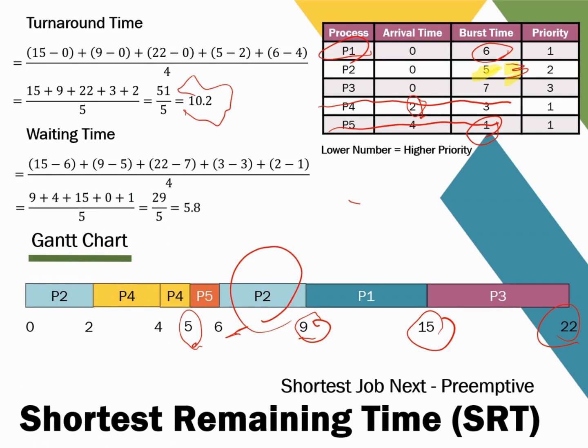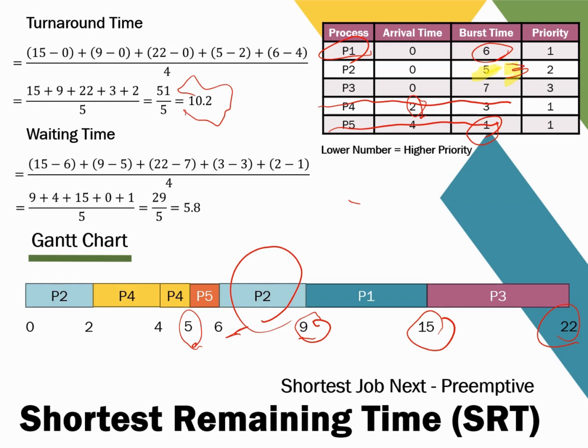So as you can see here, this one is equal to 9, this one 4, this one 15, this one 0, and this one 2 minus 1, 1. So we calculate this: 9 plus 4, 13, plus 15, 28, and plus 1, 29. So 29 divided by 5, we got 5.8 as the average waiting time for this example.